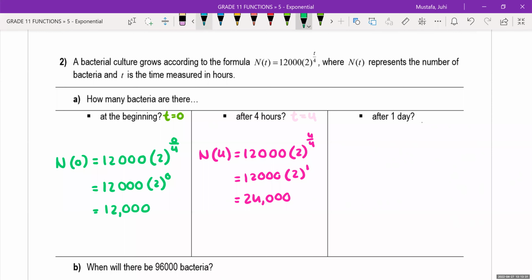Okay, now you got to be really careful for the next question, because the next question says after 1 day. And I recognize that now my units are not lining up. 1 day is not in hours. So we're going to have to make sure that for this question, we recognize that 1 day has 24 hours, and we're going to be substituting in 24 hours.